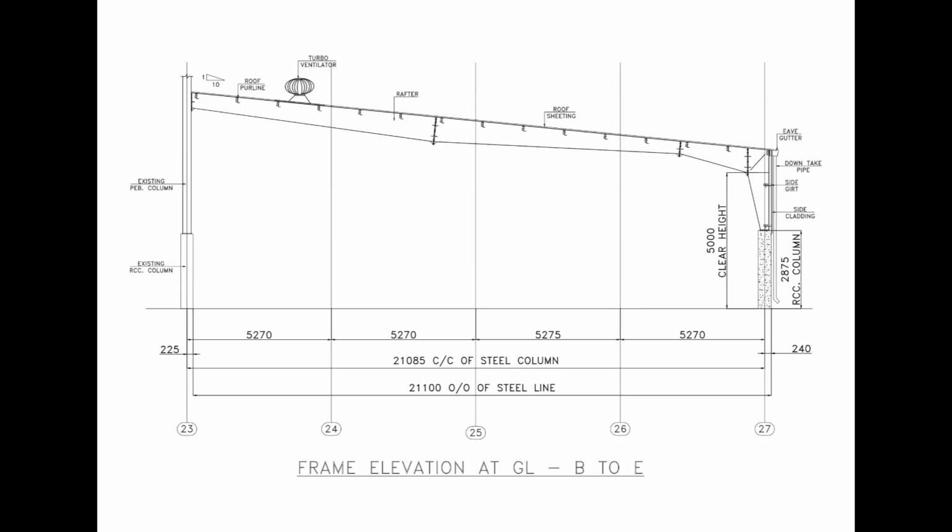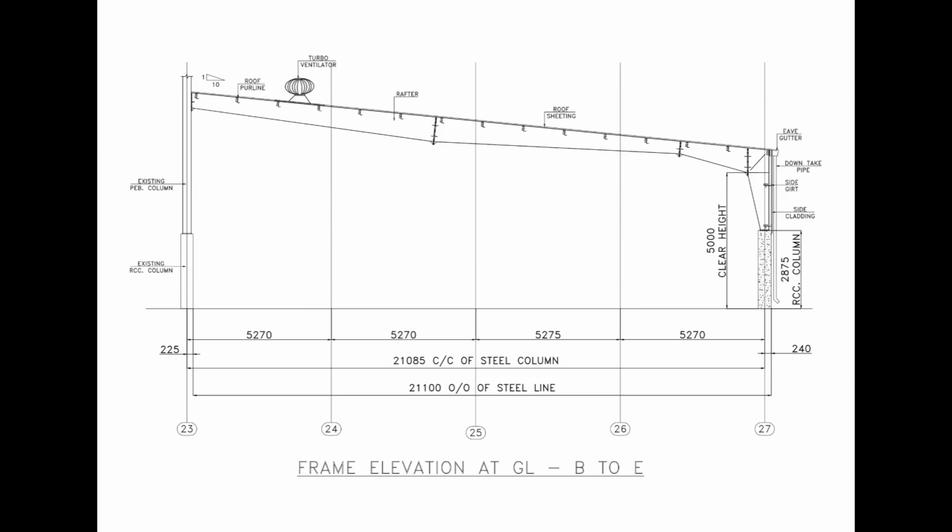The total center-to-center distance of the steel column line is 21,085 millimeters. The individual base spacing is approximately 5.27 meters. The roof has a 1 in 10 slope and is supported by the main rafter, with roof purlins carrying the roof sheeting. A turbo ventilator is also positioned on the roof.